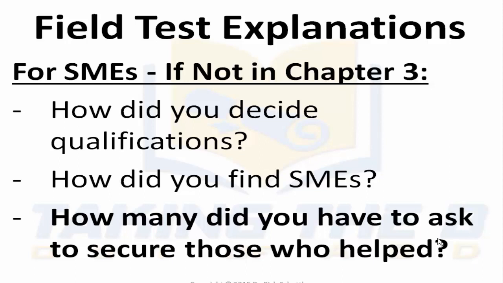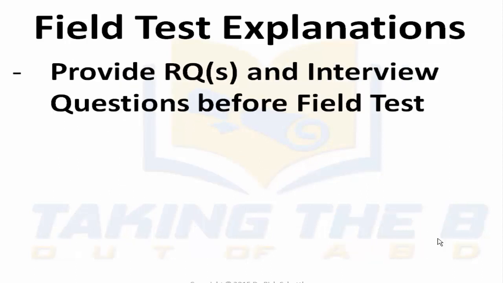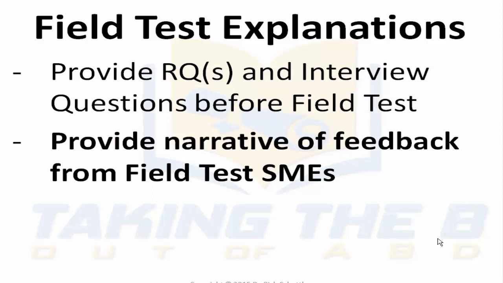Again, in Chapter 4, we just want to know what you did, how you did it, and why you did it. Now, in the field test, you want to provide the research questions and interview questions before the field test. If you're writing this information in Chapter 4, help us see and know what you had originally provided from that proposal, if you will. Then provide a narrative of feedback from the field test subject matter experts. Now, you don't have to go into every level of detail, but let us understand from your work what occurred and basically what happened from the feedback that those experts gave you.